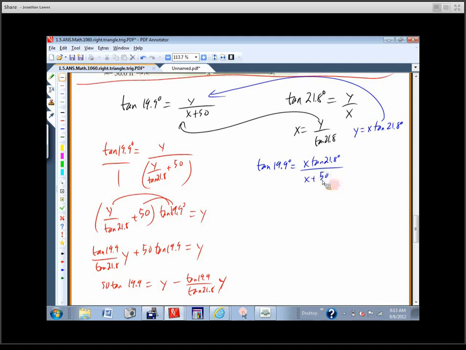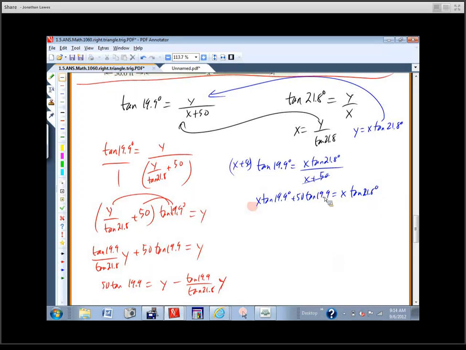Now, if you compare the two of these, I'm at the first step in substitution. This looks a lot better, doesn't it? This just looks easier. Look at this mess right here. I've got a complex fraction and everything. So let's go ahead and solve this. I'm going to multiply both sides by x plus 50. So that's going to be gone. So this is going to be x tangent 19.9 plus 50 tangent 19.9 equals x tangent 21.8.